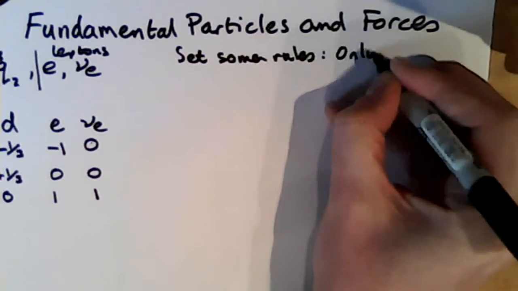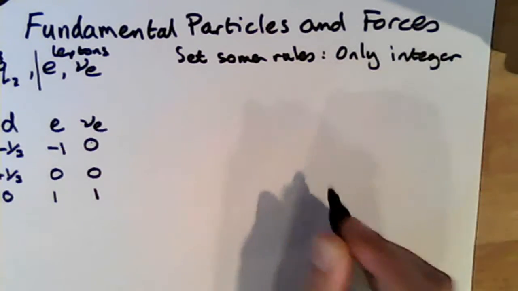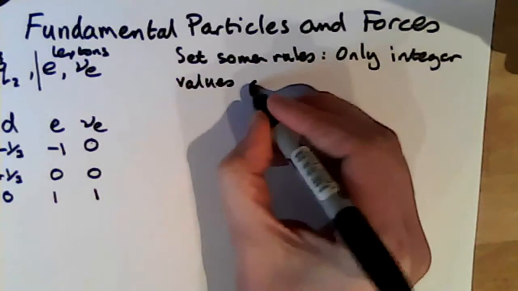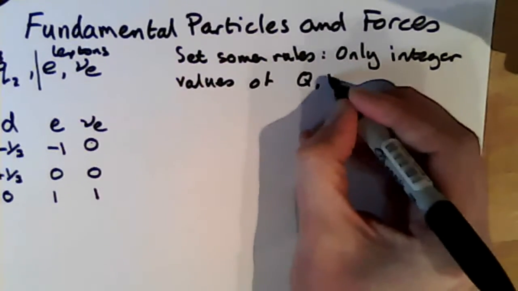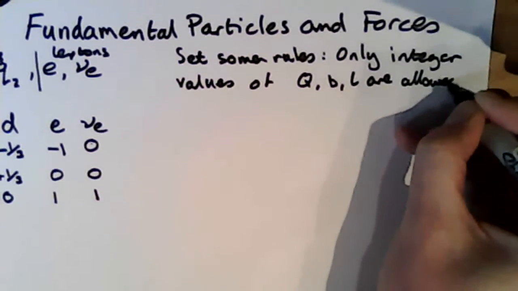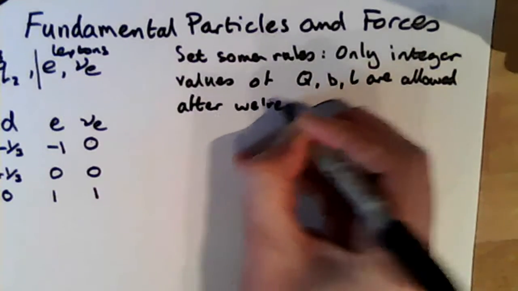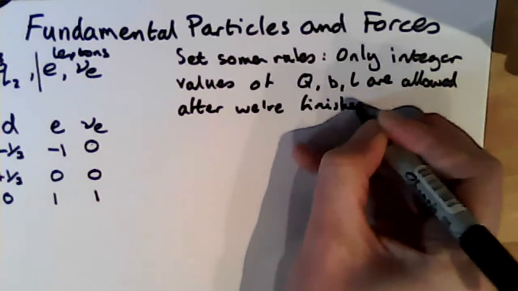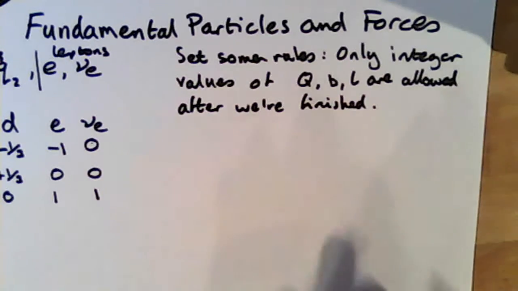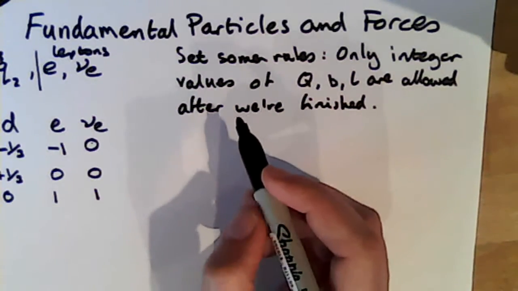And these are such that only integer values of Q, B, and L are allowed after we've finished constructing different particles. We noted before that Q, B, and L are also conserved.